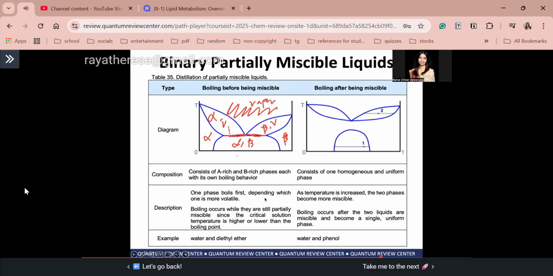Okay? Again guys, boiling occurs while they are still partially miscible. So they do not mix before they boil. Our example here is water and diethyl ether. So just remember, guys, the shape of our phase diagram for boiling before being miscible. It's Pikachu, okay? Next, boiling after being miscible.